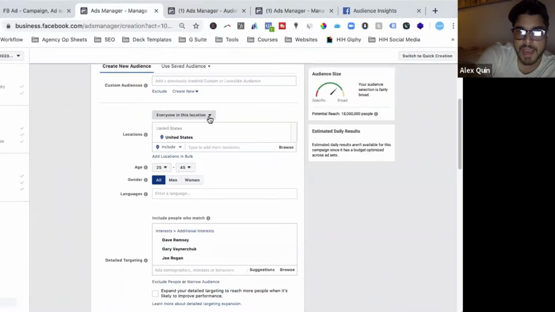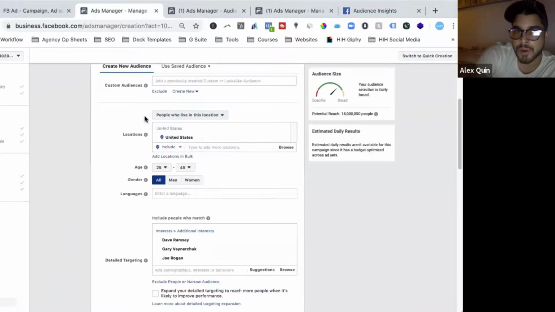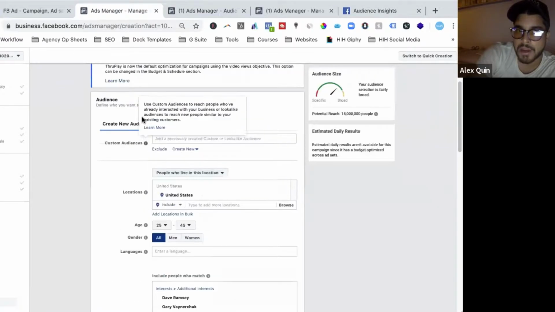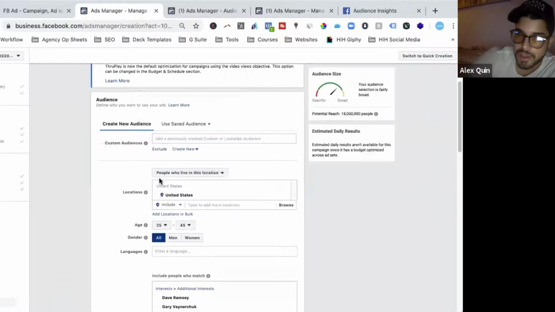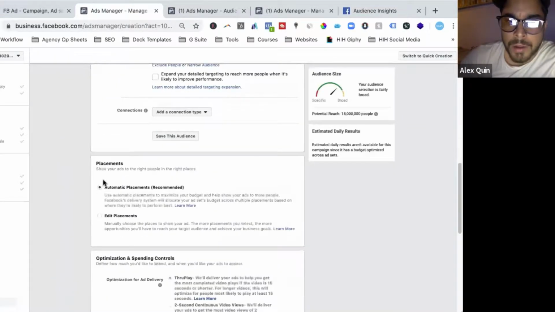And then you pick everyone who lives in this location, okay? Because there are a lot of people that are going to be in Miami, it's going to pick up that they're here and show them the ad, but those people are probably leaving in a few days, right? So you're going to waste a lot of impressions showing it to people that are probably not from here. So it's always good to pick people who live in this location. Click automatic placements. You've got to trust Facebook's AI to place it wherever it thinks is best, and you guys should definitely do that.